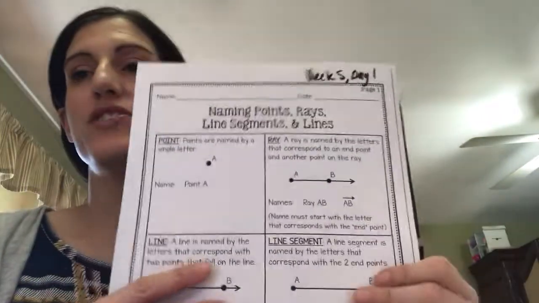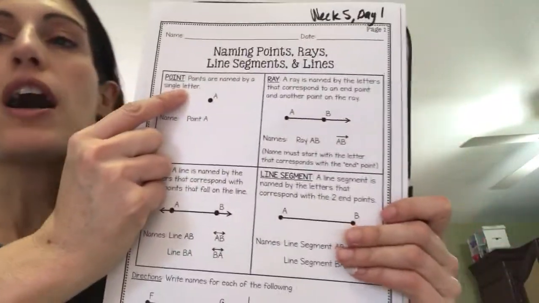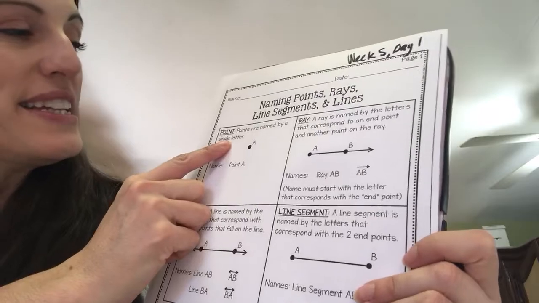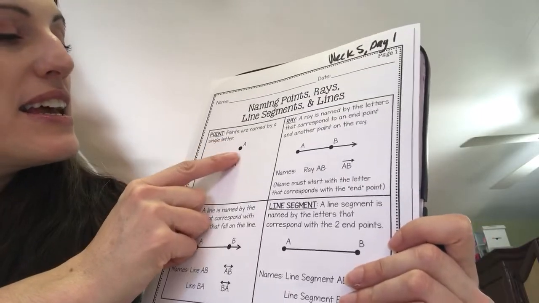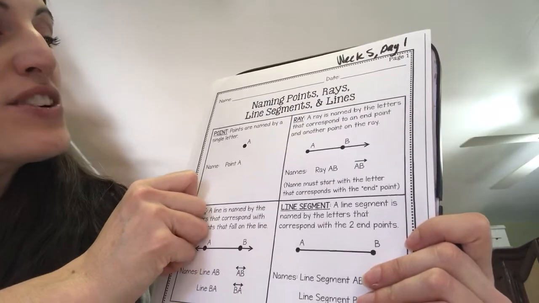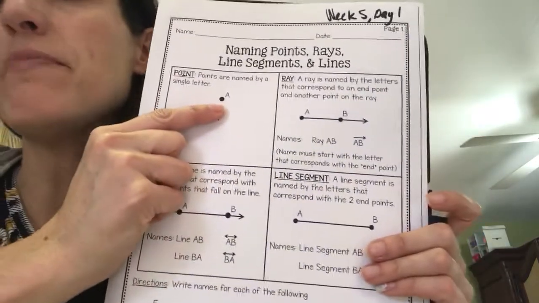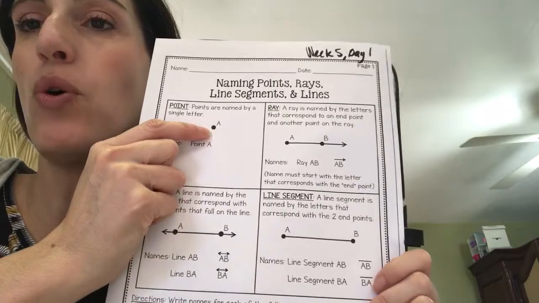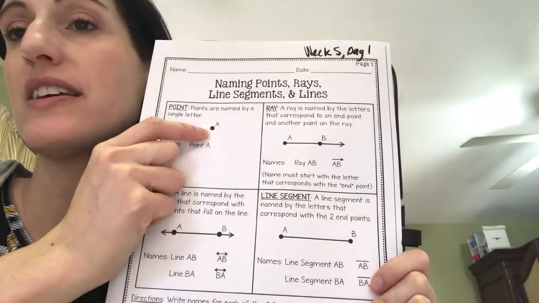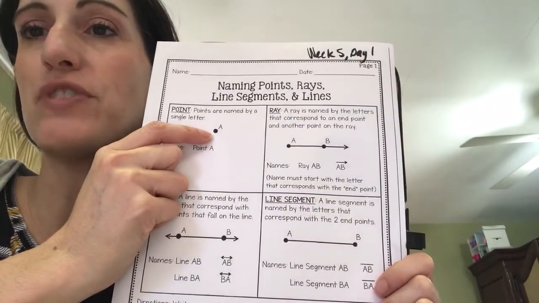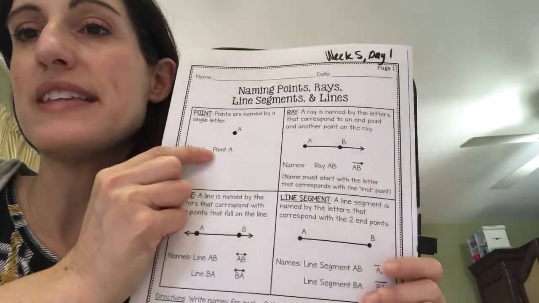So the first one just says point A. Points are named by a single letter. So you see a dot. In math, we call that dot a point. We don't say point, we say a dot for geometry. And we would say point A.